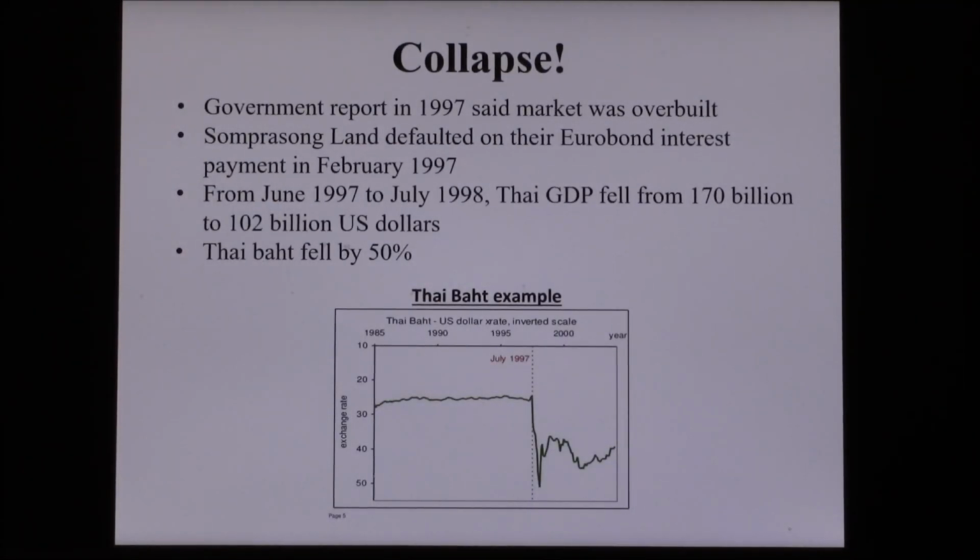Then there were a couple of reports that came out. The government did a report in 97 that said, you know what, I think the market's overbuilt. And that hurt, but it didn't cause the collapse yet. But then Somprasong Land, which was a real estate developer, defaulted on their payment on a euro bond in February 97, and that was the end. And look at how GDP fell. Remember I said Mexico's was negative 6%? Thai fell from 170 billion to 102 billion. The baht fell by 50%.